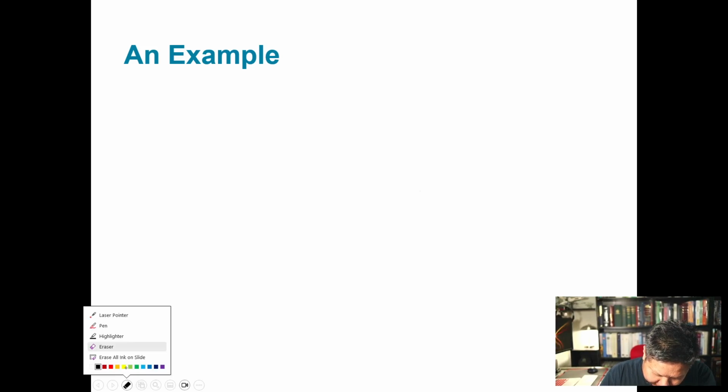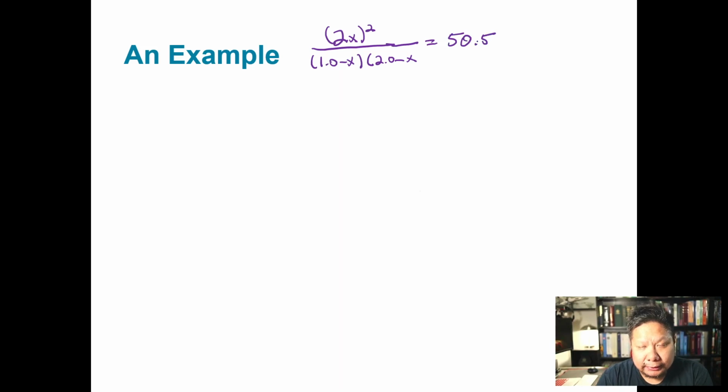We started out with 2x squared, right? I'm going to erase that and fix that so that I have a little bit more room. I'd squished those two a little too close to each other. So we start out with (2x) squared, all over (1.0 minus x) times (2.0 minus x), and all of that is equal to 50.5.